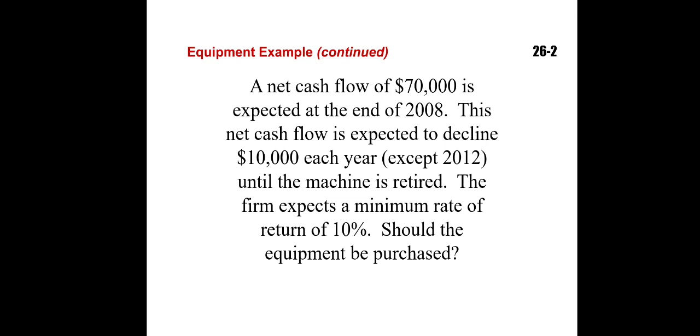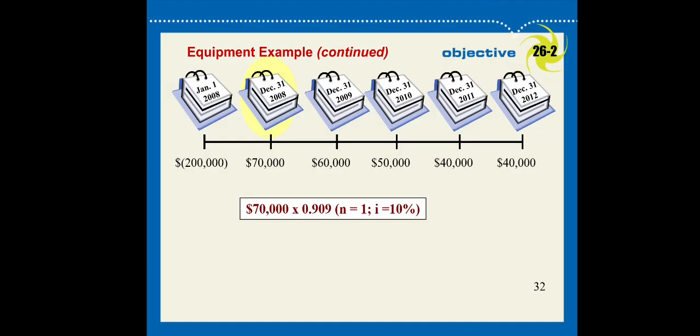So remember the data, and this is additional information. The net cash flow of 70,000 is expected at the end of 2008. This net cash flow is expected to decline 10,000 every year except 2012 until the machine is retired. The firm expects a minimum rate of return of 10% should the equipment be purchased. So let's see how to use the net present value method to do capital budgeting analysis.